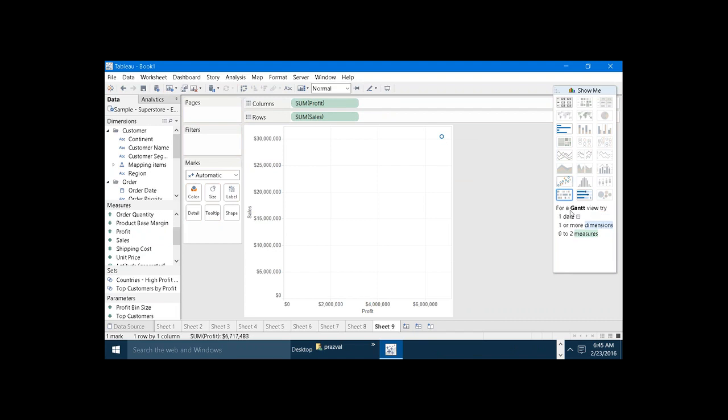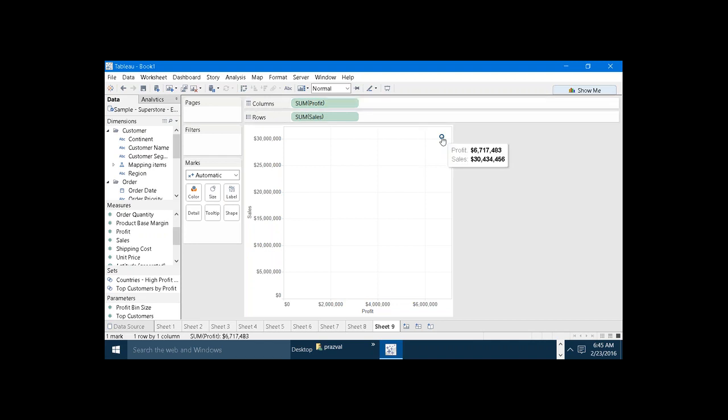To build a scatter plot, we need 0 or more dimensions and 2 to 4 measures. It means the scatter plot will support bivariate and multivariate analysis. So it is showing us the relationship between sales and profit. At which level? If we click on the scatter here, we can see the values. It is showing us the relationship between sales and profit at the level of the superstore.